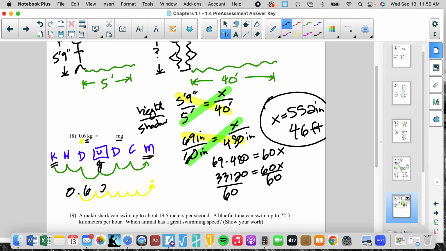And we're going to plop in some zeros in there, and we would get 600,000 milligrams. 0.6 kilograms is equivalent to 600,000 milligrams. Okay, that's how you do it. 1, 2, 3, 4, 5, 6 places.